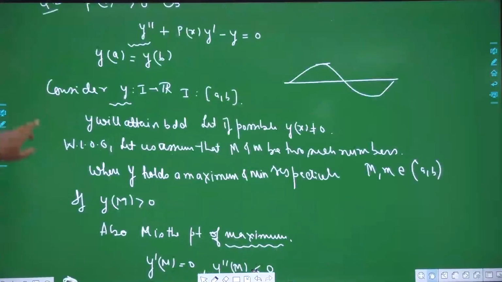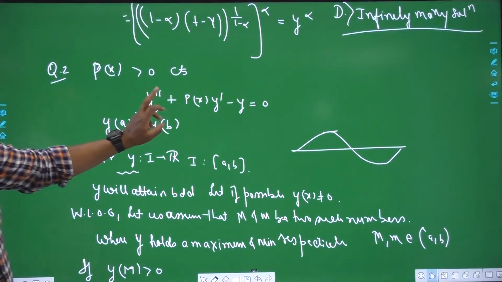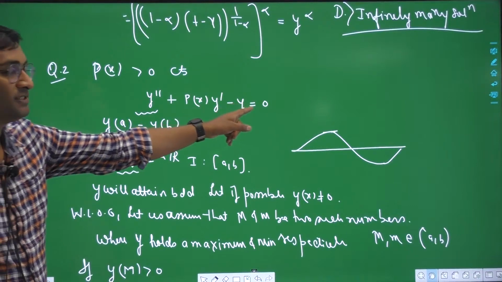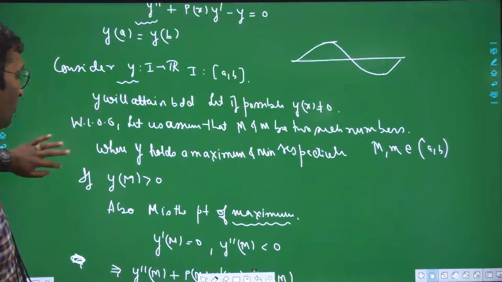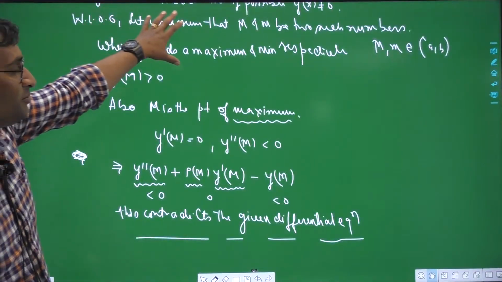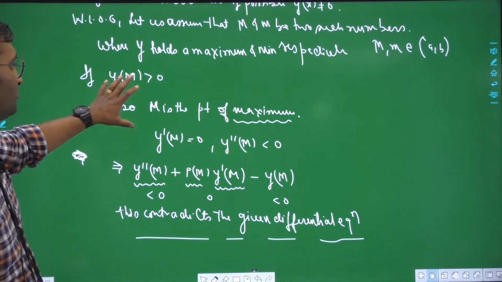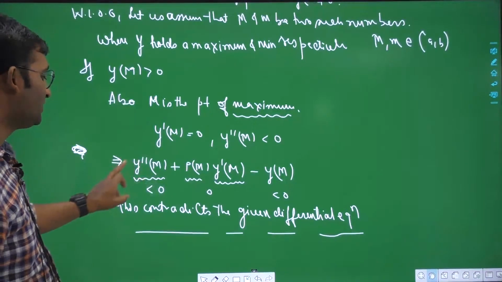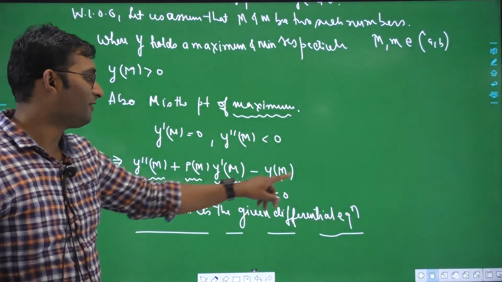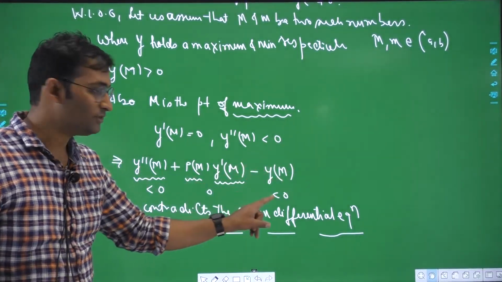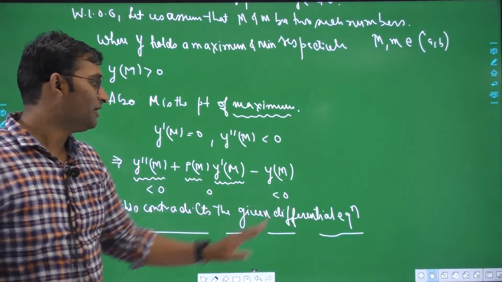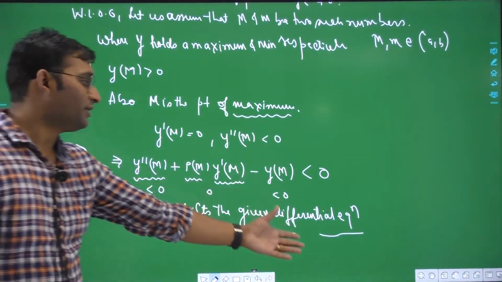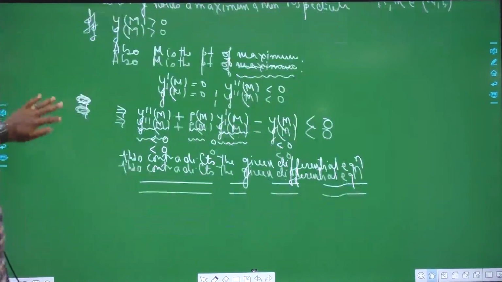Clearly, the differential equation states that for all x belonging to a comma b, y double dash x plus p(x) into y dash minus y is supposed to be equal to 0. But contrary to that, if you have a positive maximum, then y(M) is positive and y double dash M will be strictly less than 0. The middle term is 0, and y(M), being a positive quantity, contributes negatively, so overall it will be a negative thing, which contradicts the given differential equation.